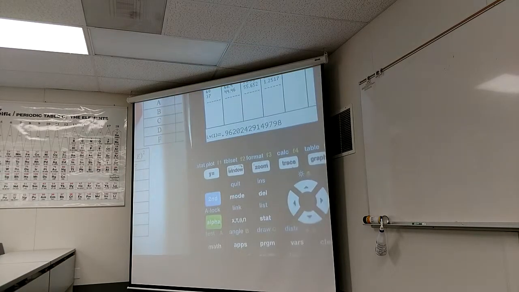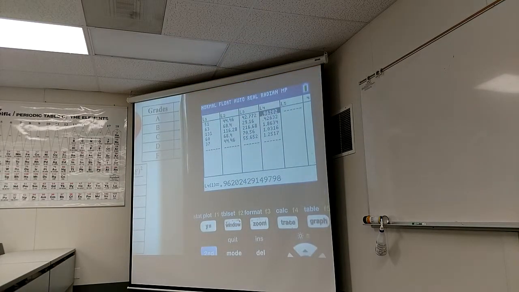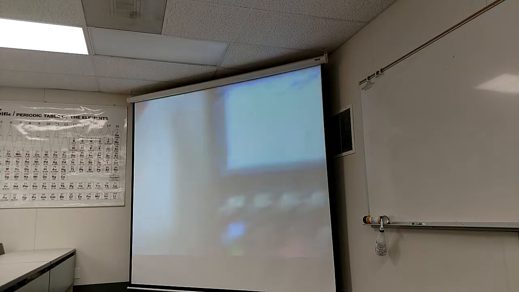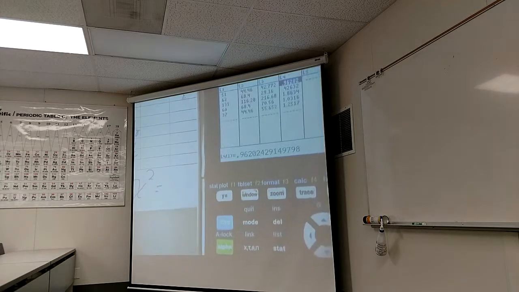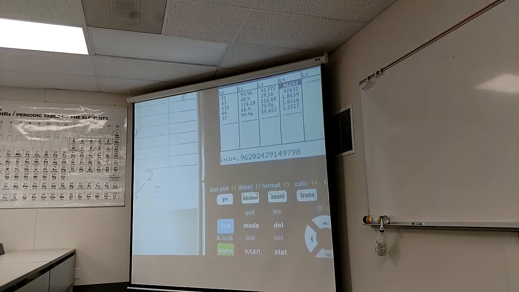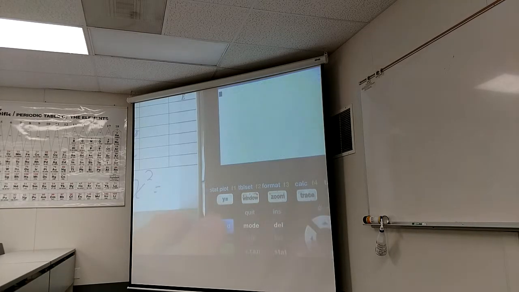So then what do I have to do to get my chi-square calculated score? I just need to sum up L4, because that's the formula. Add up all those, those are in L4. So I can go second quit and go to list, math, sum like we did before. Second stat, go to list, math, sum up L4. So here's my chi-square calculated.